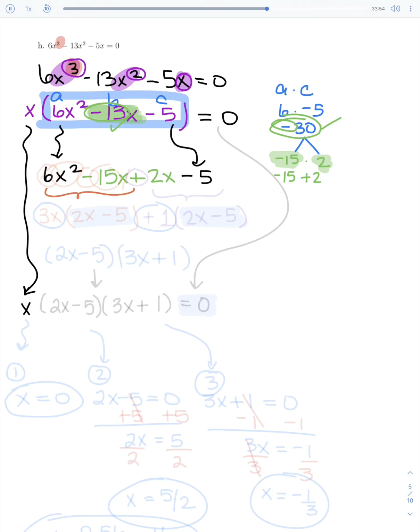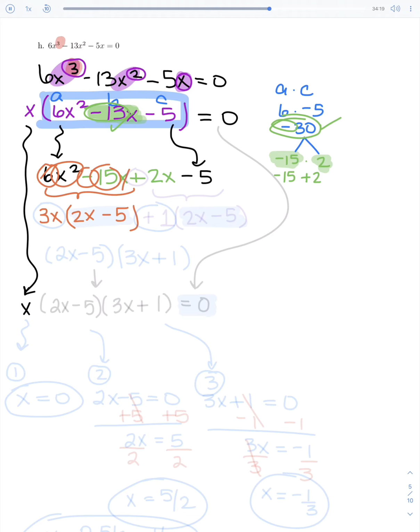Let's group the first two. If you group the first two, they're both divisible by 3 and both have an x, which will leave us with, well, 3 will go into 6 2 times, and pulling out one of the two x's will still leave me with an x. Then 3 goes into 15 5 times, and pulling out the x means the x will be gone, and let's bring down our minus sign.